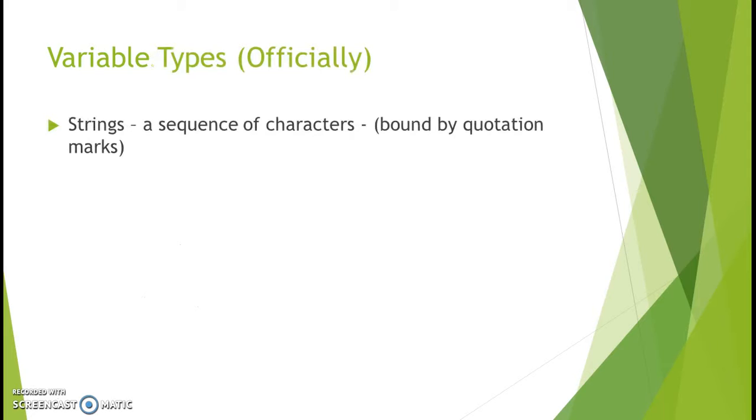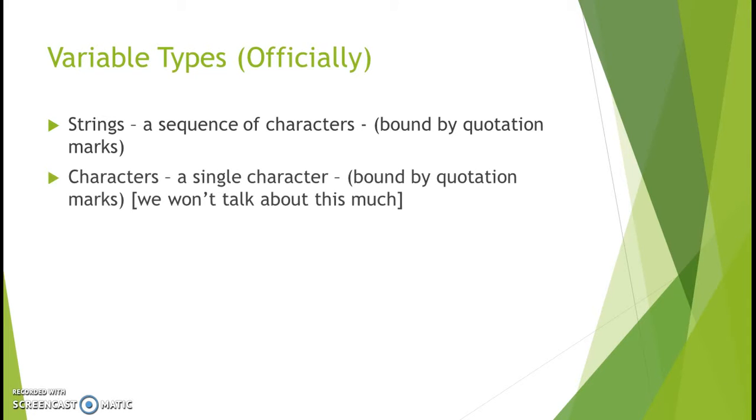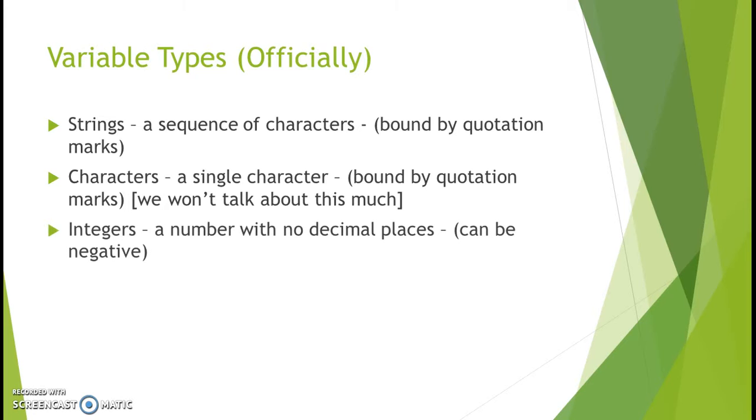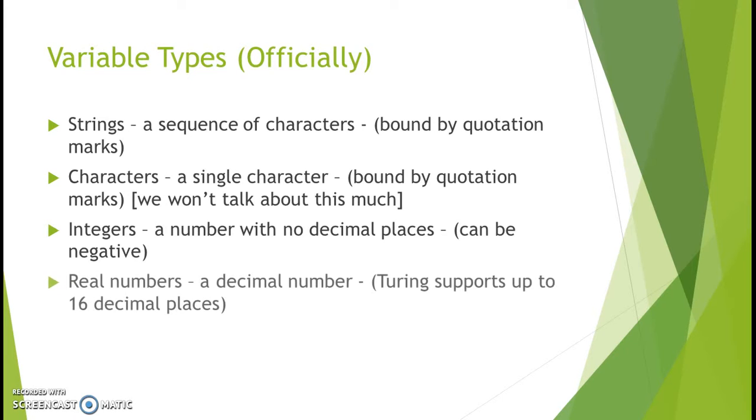Officially, in Turing, we have strings that are a sequence of characters, and they're bound by quotation marks. We have single characters, again bounded by quotation marks, and we won't talk about these that much. We have integers, which just means a number that doesn't have any decimal places. And it's worth noting that integers are allowed to be negative under Turing rules. And we can have real numbers. These are numbers that have up to 16 decimal places.